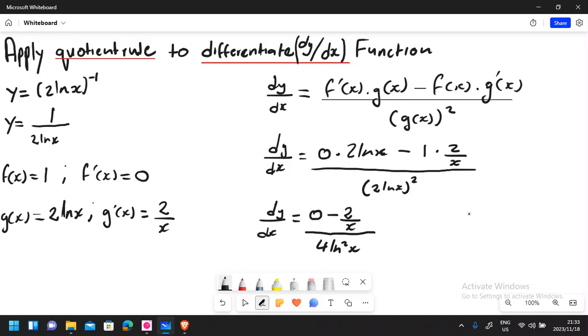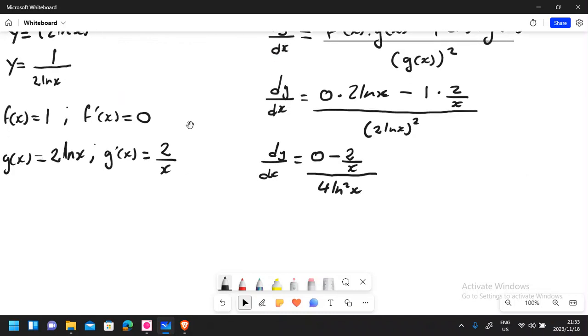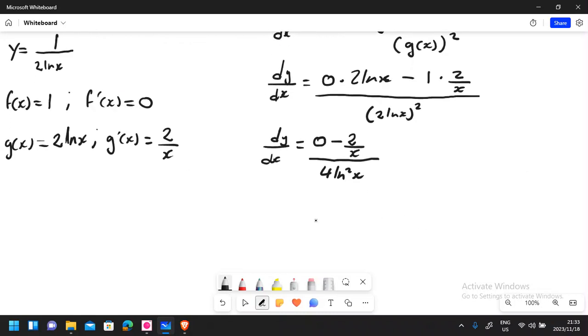Right, so we can rewrite it and simplify it. In fact, let's just simplify it. If we simplify this one now, dy over dx is going to be -2 over x, over 4x natural log squared x. This is our final answer.